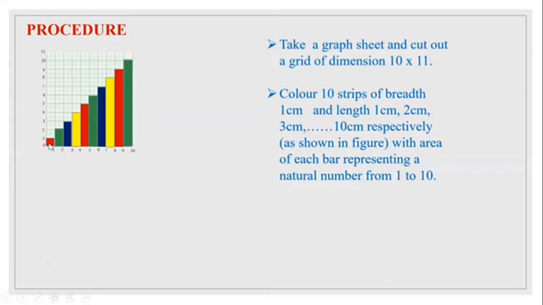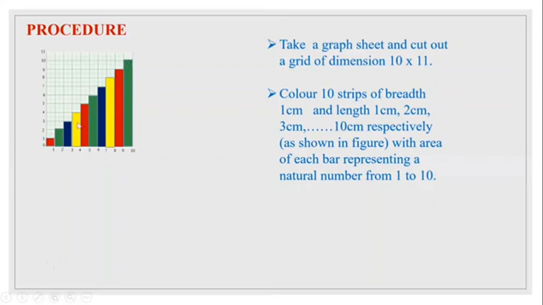So what is the area of each strip? This strip's area will be equal to 1 into 1, that is 1, 1 into 2, that is 2, 1 into 3, that is 3, 1 into 4, that is 4. So area of this becomes 5, this becomes 6 centimeters square, this becomes 7 centimeters square, 8 centimeters square, 9 centimeters square, and 10 centimeters square.